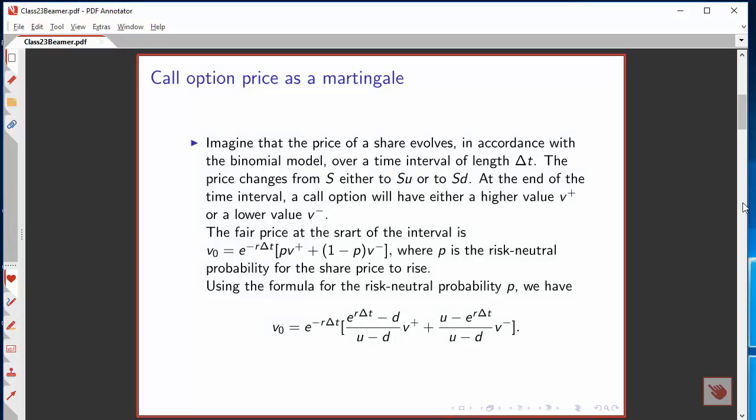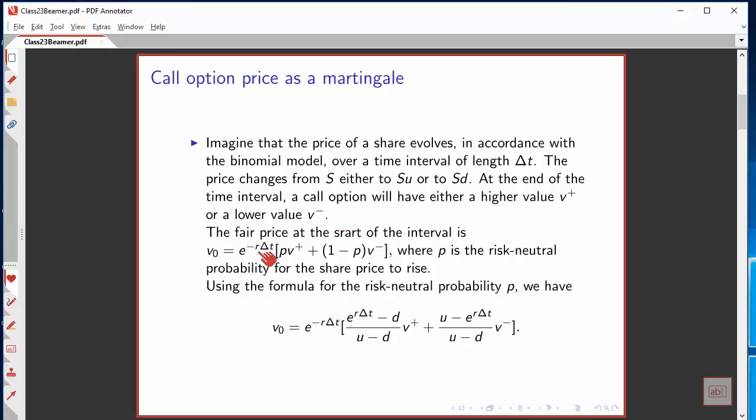Our criterion for the fair pricing of call options is that the fair price has to be a martingale, and we can implement that idea in the binomial model. In the binomial model the price evolves over steps, each of which has a length delta t, and in one step the price either gets multiplied by u or it gets multiplied by a quantity d which is less than 1. At the end of that time interval, depending on whether the share price went up or down, the call option will evolve either to a higher value, which I'll call V plus, or a lower value, which I'll call V minus.